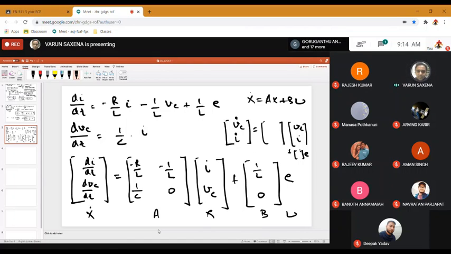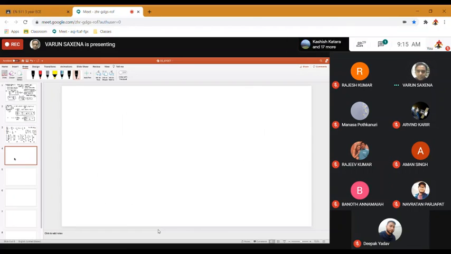Now the state space model is ready, but let's see how we can actually obtain a signal flow graph for this kind of system. So the next topic that we do is the signal flow graph.